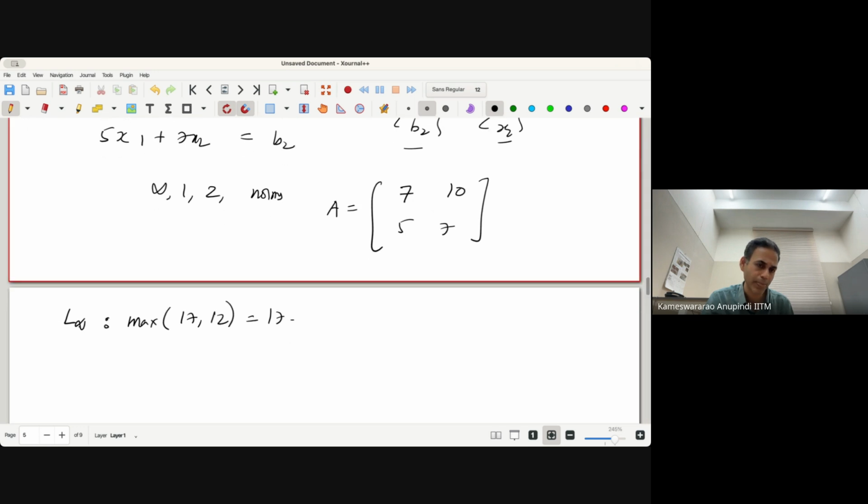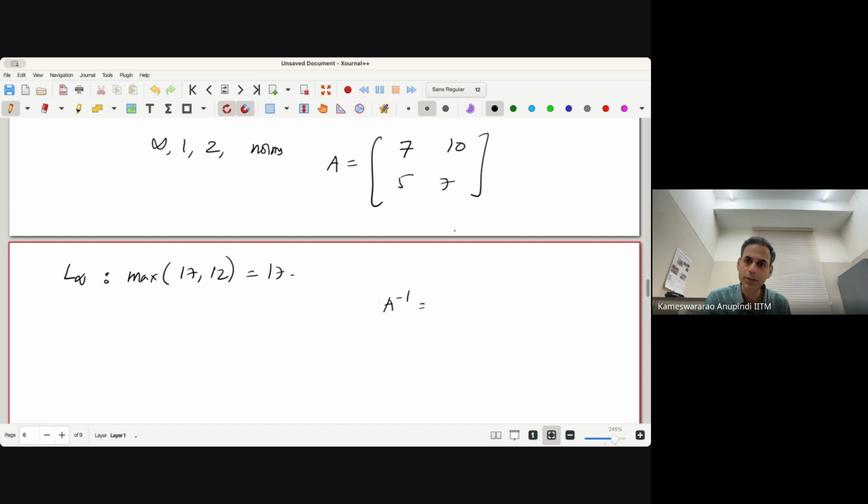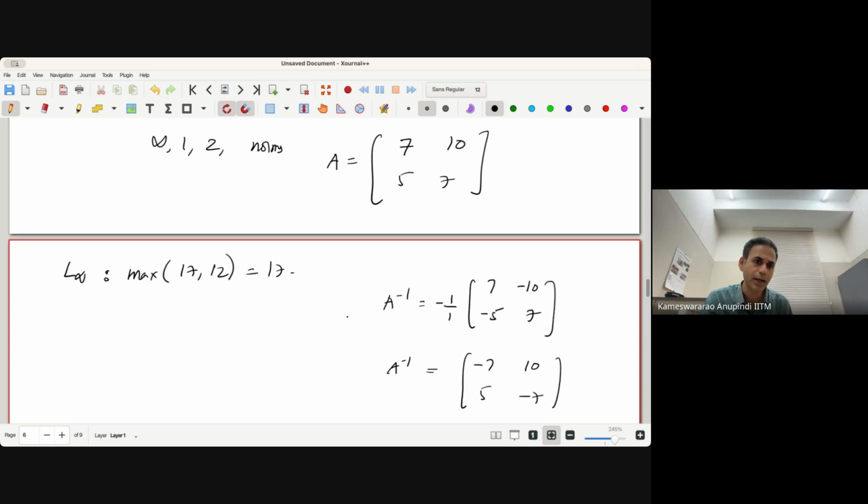Okay, for the A matrix. Similarly, we can also calculate A inverse. A inverse is going to be 1 upon AD minus BC, that is 7 times 7, 49, minus 50, that's going to be 1 by minus 1 times D, minus B, minus C, A. Okay, so A inverse is going to be minus 7, 10, 5, and minus 7. Then I can also calculate what is L infinity for A inverse.